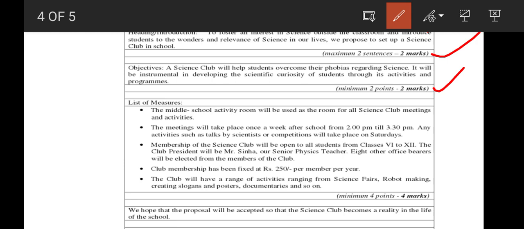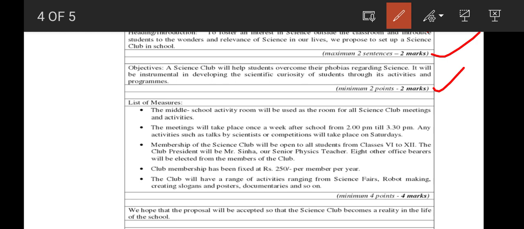The middle school activity room will be used as the room for all science club meetings and activities. Here they are suggesting a room should be there, in which we can hold meetings for the science club. Then the meetings will take place once a week after school from 2 p.m. till 3 p.m.